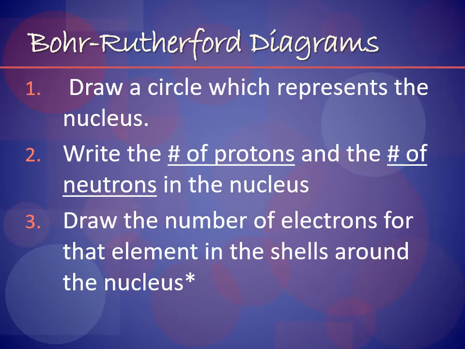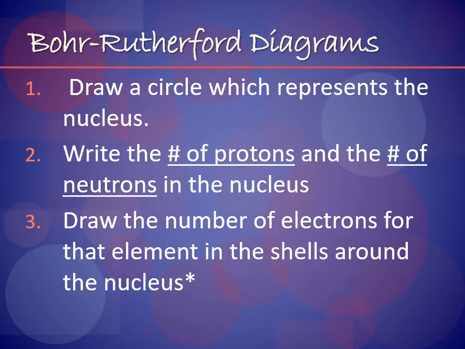So, how do you draw a Bohr Rutherford diagram? The first thing you're going to do is draw a circle which represents the nucleus. And remember, we learned that protons and neutrons are found inside the nucleus. So once you've drawn a circle to represent the nucleus, inside that circle, you're going to write down the number of protons and the number of neutrons that the element has.